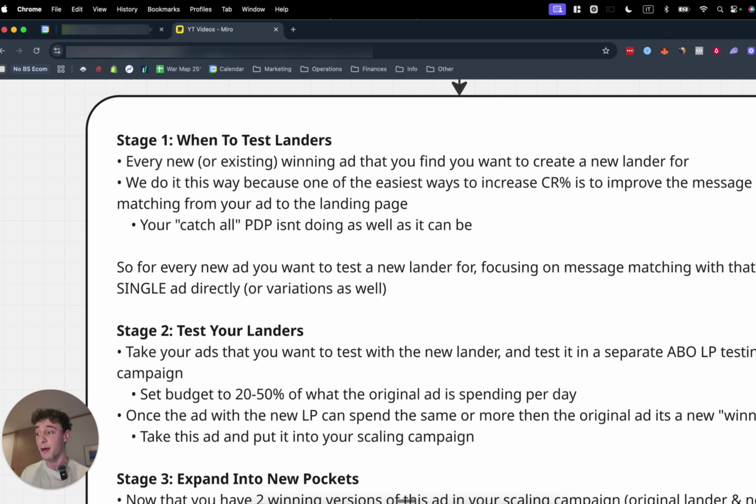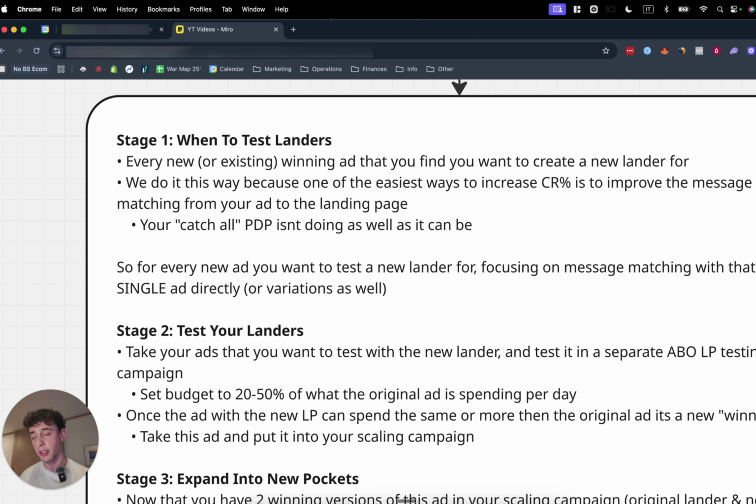If you actually take this, put the effort in to test multiple, and go through that process, this will work for you. But don't expect, like most people who are watching this, I'm calling you out, where you take one lander, you test it, it doesn't work, and you're like, okay, I'll just stick with my PDP. You're not going to hit 100K days like that. So make sure you put the effort in when actually testing these pages.